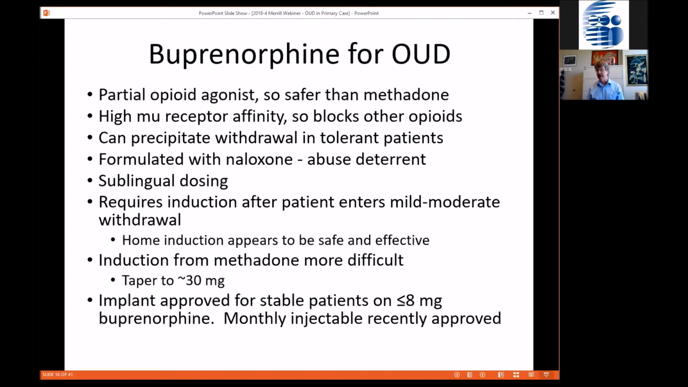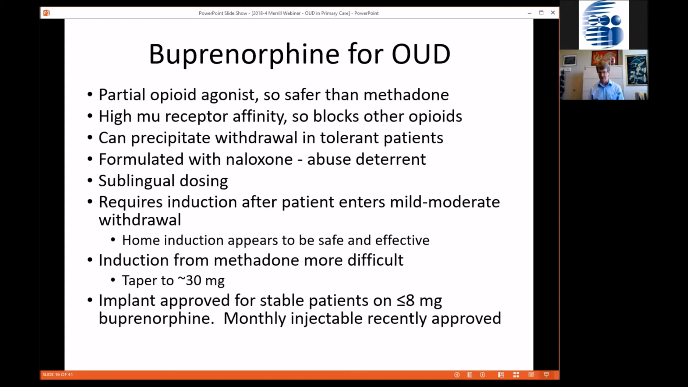Home induction is what we're mostly doing now, and I think most practices are. There have been some studies showing that it is as safe and as effective as doing induction in a clinic setting, where you actually watch them take it, make sure they're not having precipitated withdrawal, etc. We can do it at home. We just have to give them a lot of education about how much withdrawal they need to be in order to start the medication.